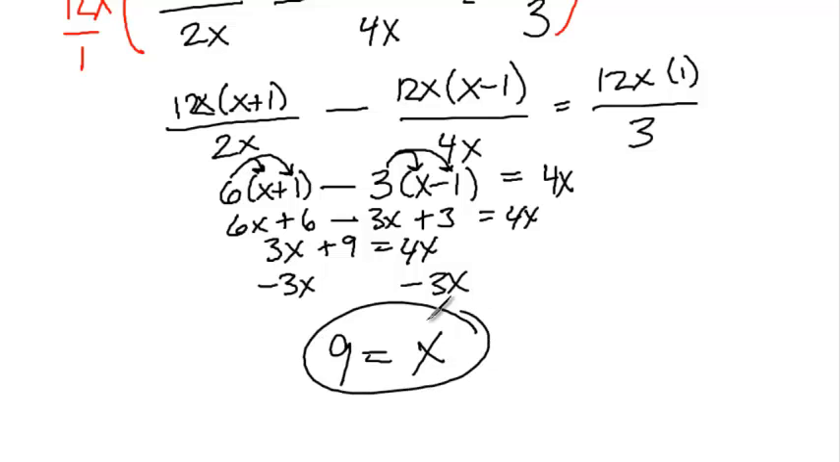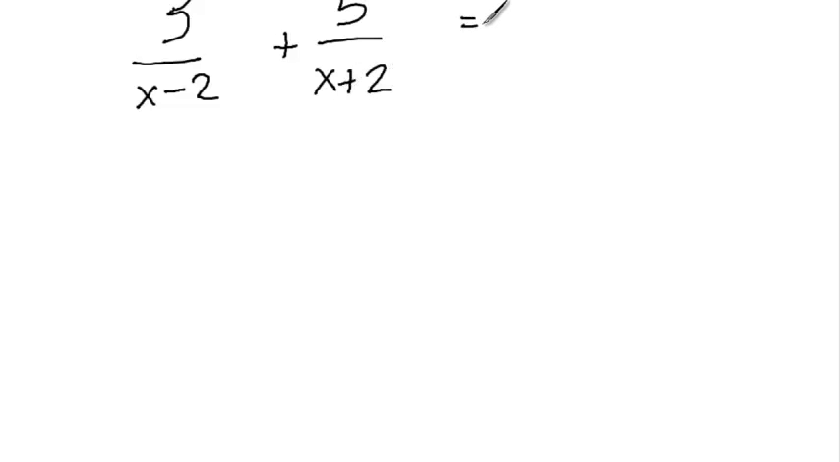All right, let's try another one. How about 3 over (x minus 2) plus 5 over (x plus 2) equaling 12 over (x squared minus 4).